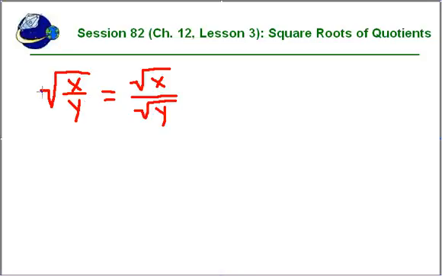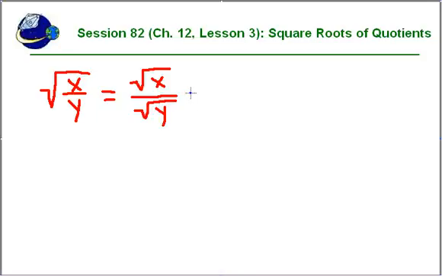So here's our first radical expression. We have the square root of x over y. And just as we did in the multiplication, you can break each of those parts, each of those portions of that expression apart and take the radical of each one. Same thing is true with division. So the square root of x over y is the same thing as the square root of x, which is your numerator, over the square root of y, which is your denominator.